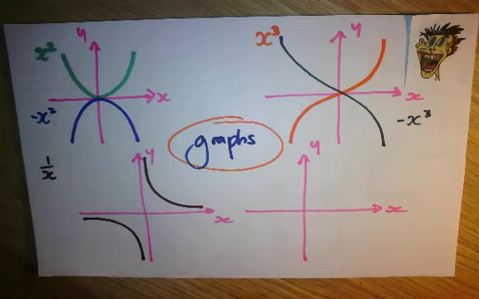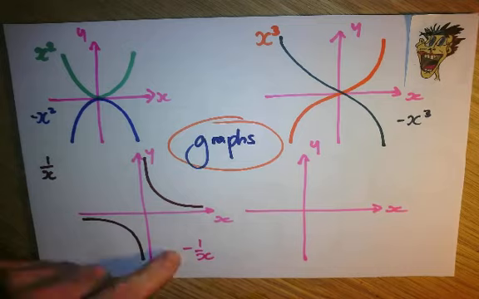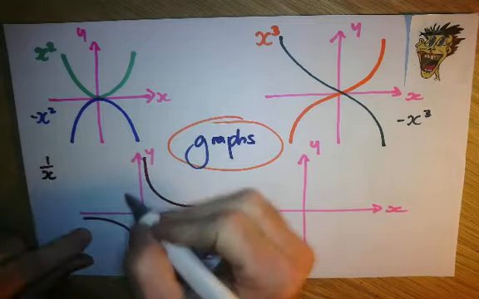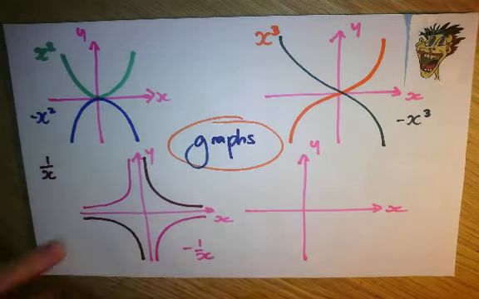Again, let's consider what happens when we have a minus. Well, on the outside, you reflect. So it looks like that.